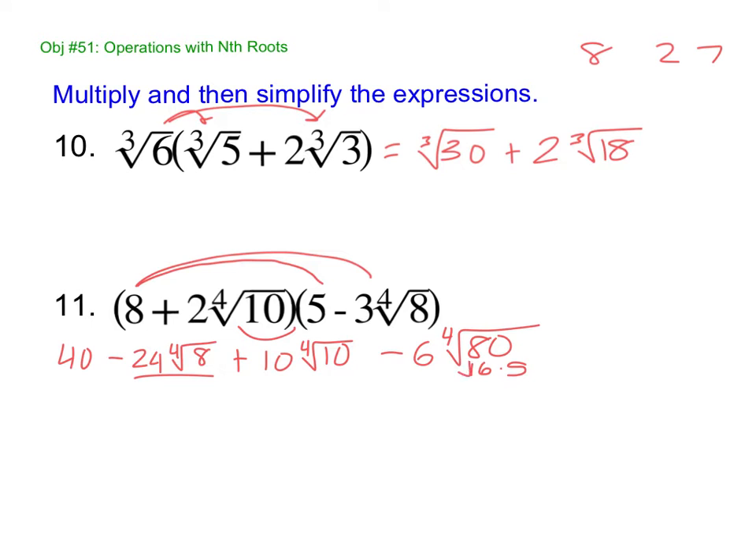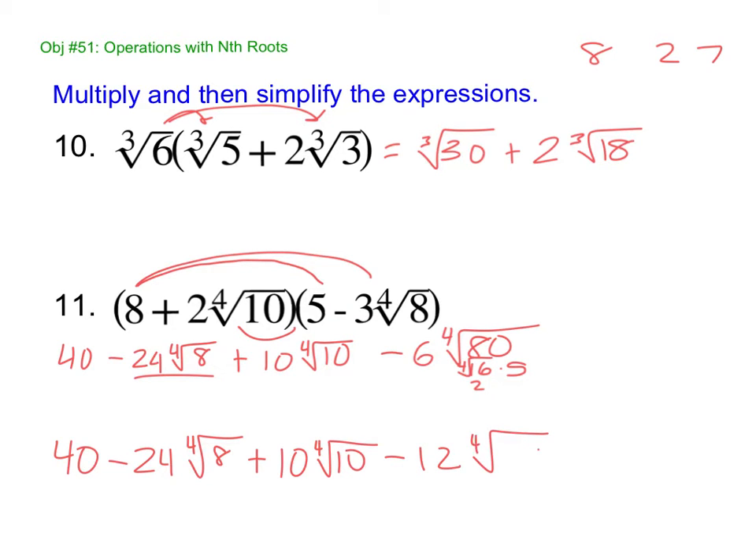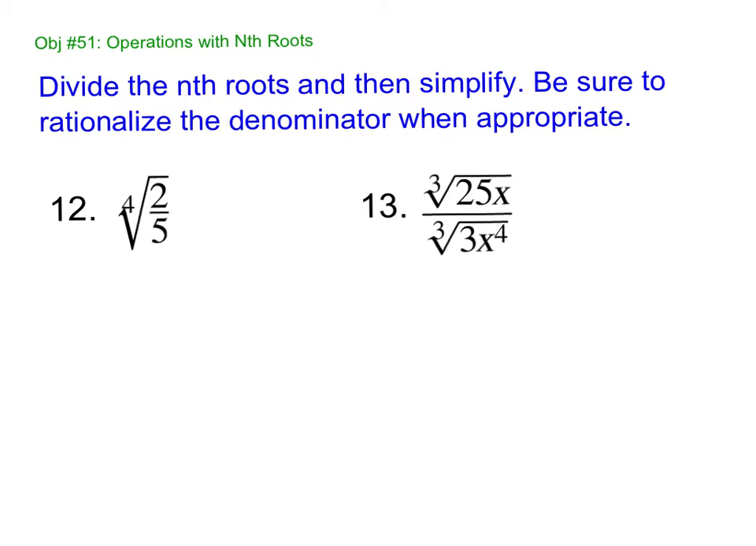The fourth root of 16 is 2, so we get 40 minus 24, the fourth root of 8, plus 10, the fourth root of 10, minus 12, the fourth root of 5. And you can't combine any of those. The radicand has to be the same. The inside is 8, 10, and 5. Those don't go together. Okay.